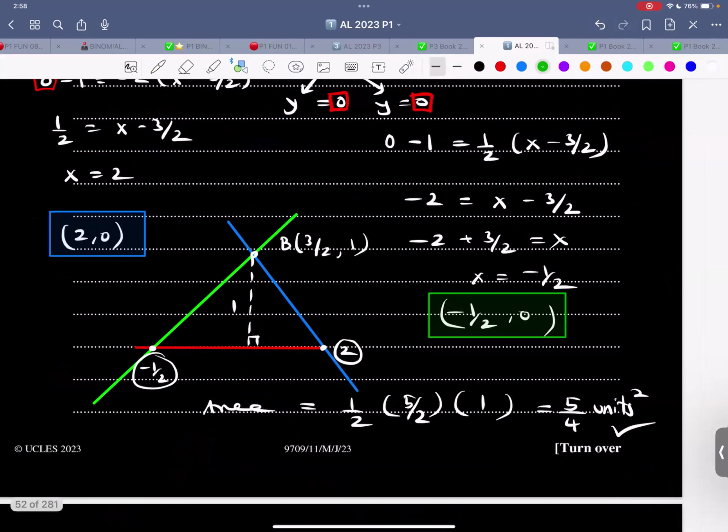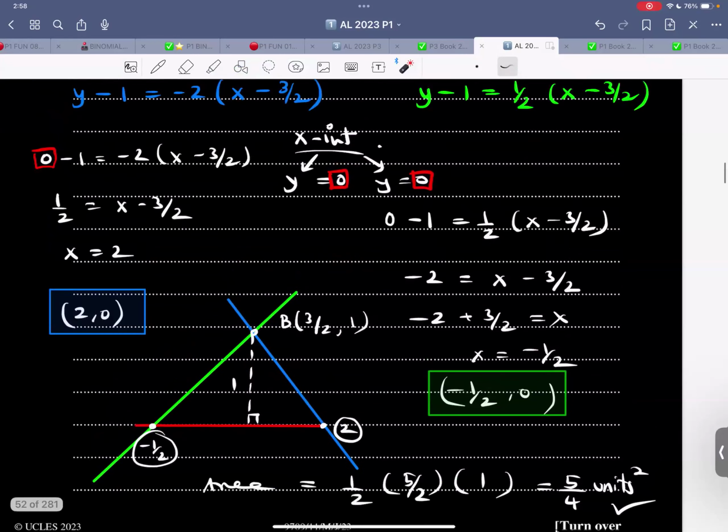And you just draw a rough diagram. This is negative half. This is positive 2. The base is how much? 5 over 2. The height is how much? The y coordinate. Half into base into height, you get 5 over 4 square units.